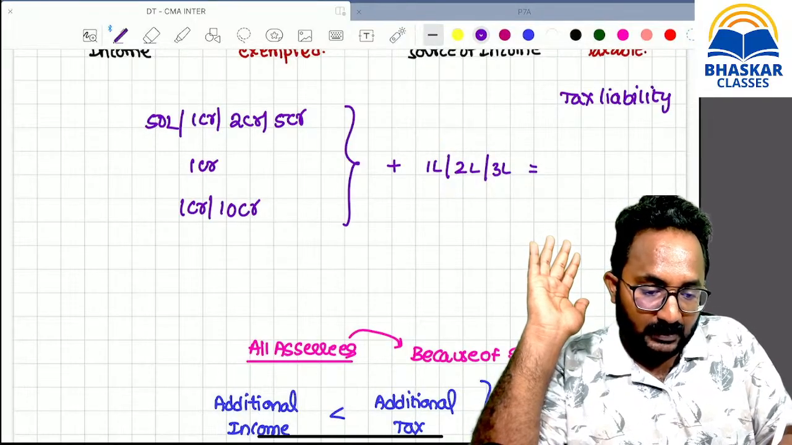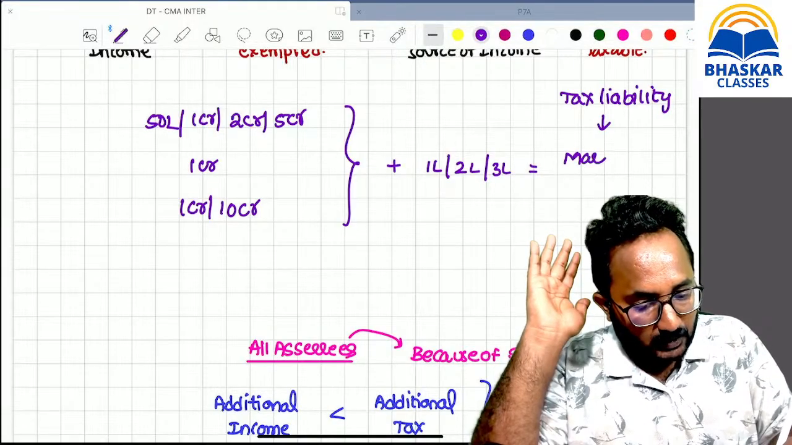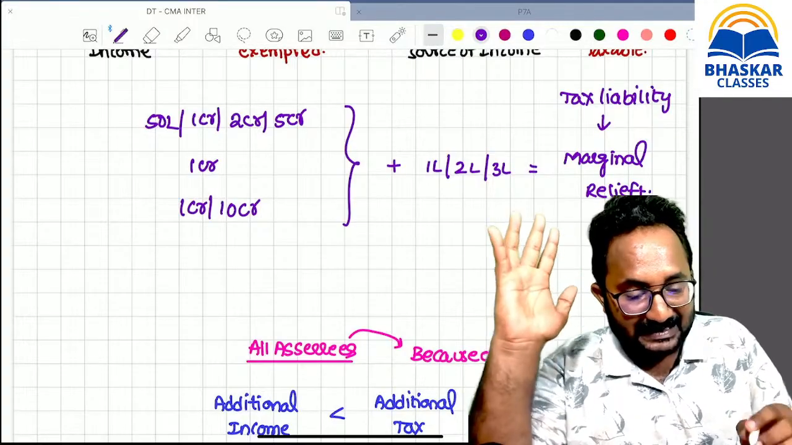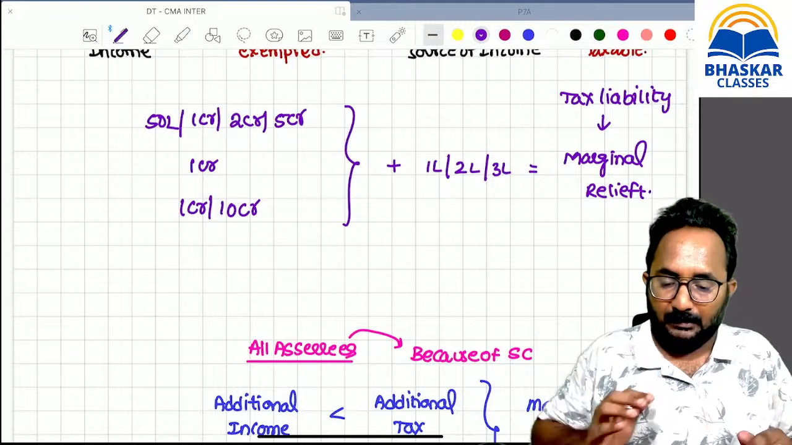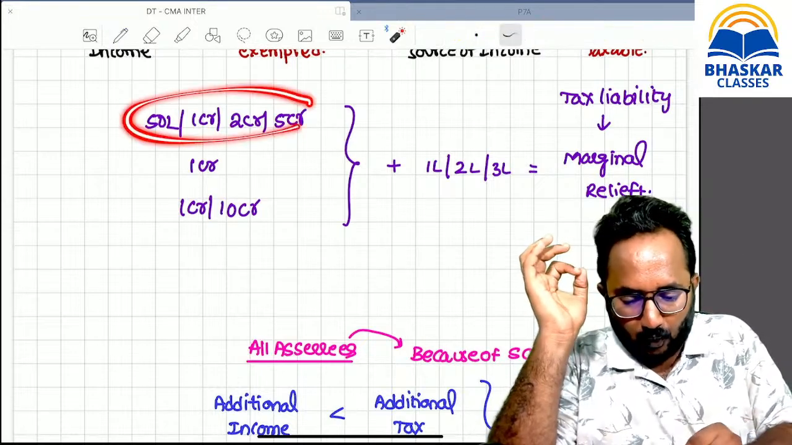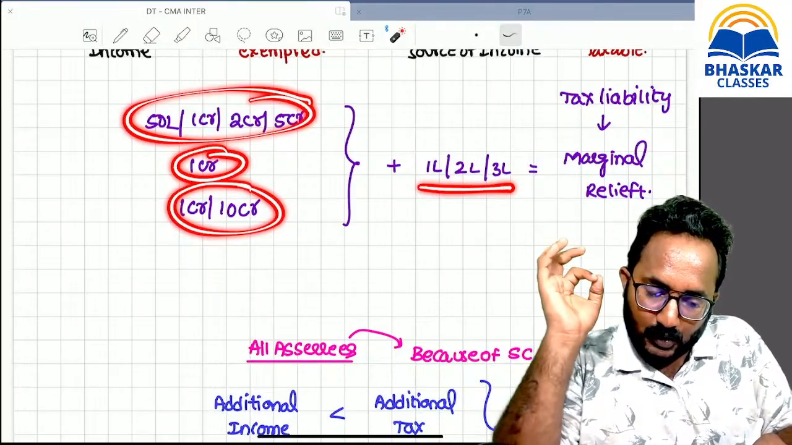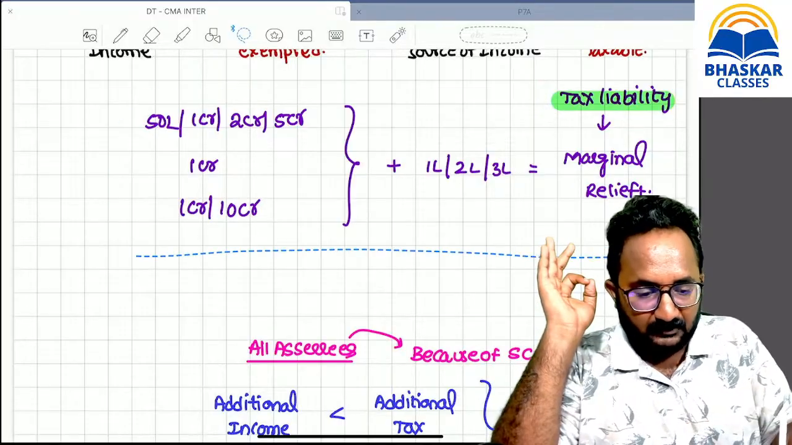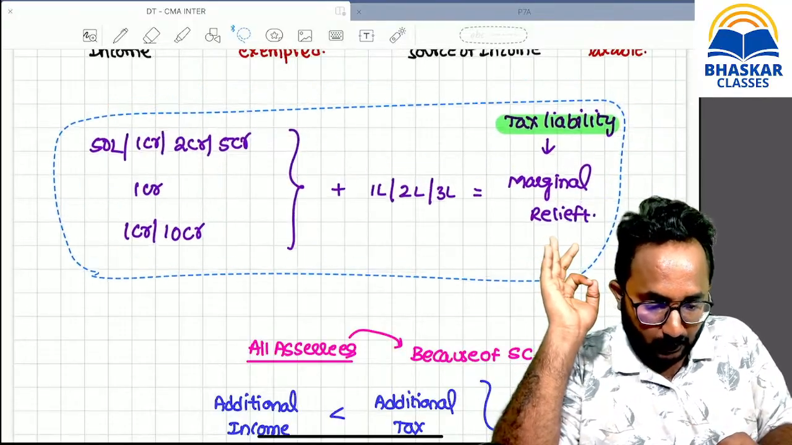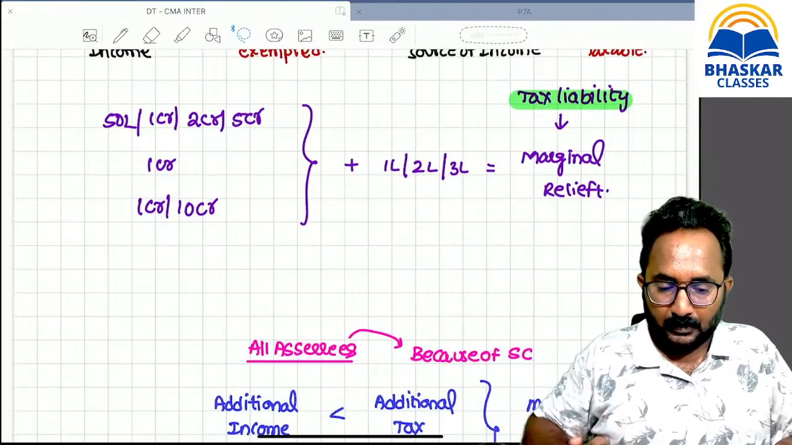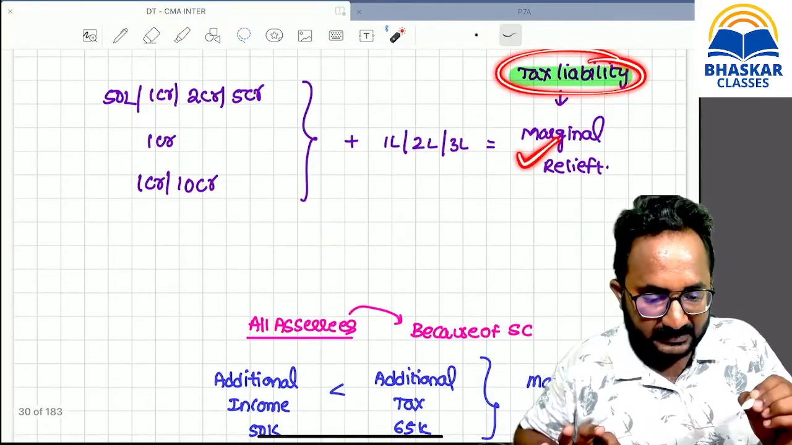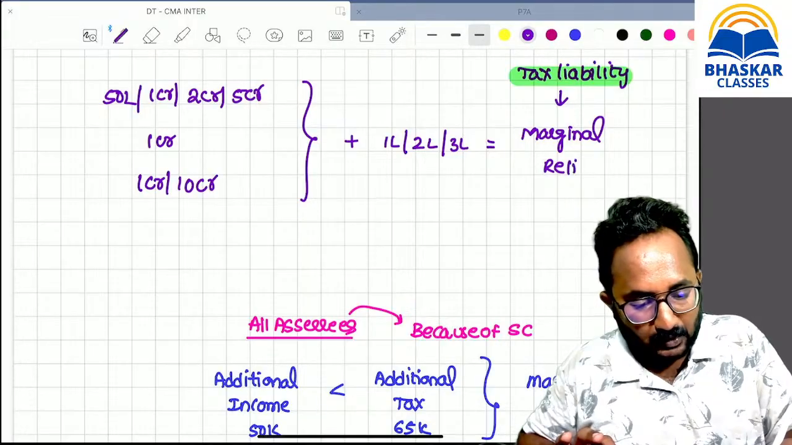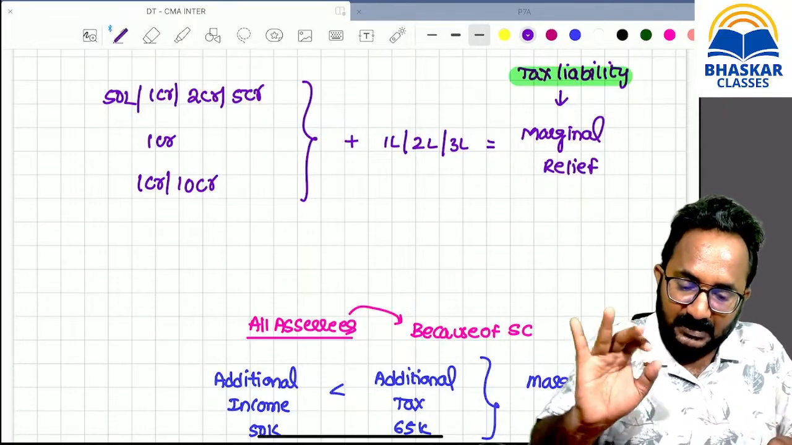By using tax liability, definitely we need to calculate by using the marginal relief concept only, because here you can get the marginal relief. Remember, if the total income is over and above the basic limit by 1 lakh, 2 lakh, 3 lakh, for these cases, please compute the tax liability by using the marginal relief concept only. While calculating the tax liability, they are providing the marginal relief, so no need to calculate directly.